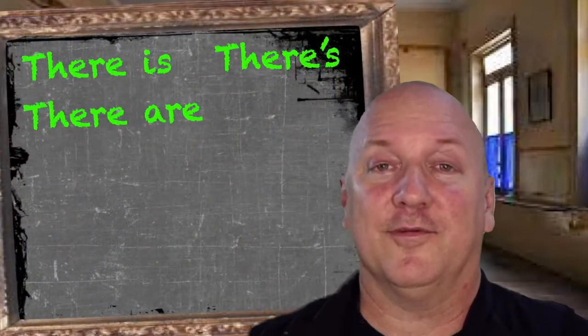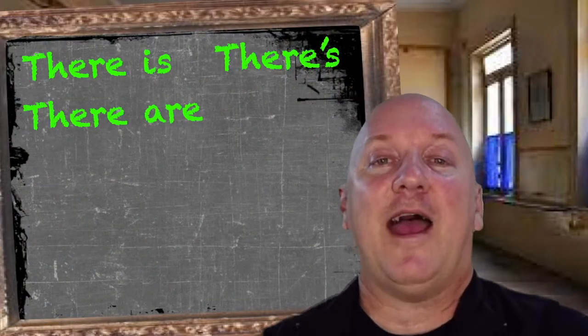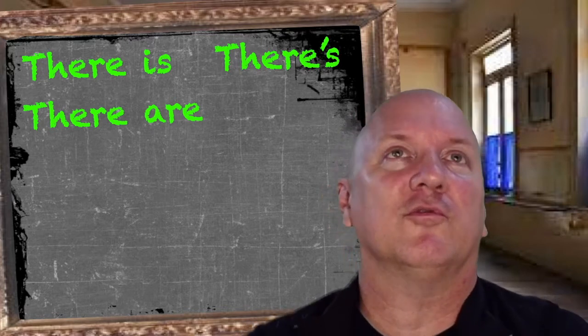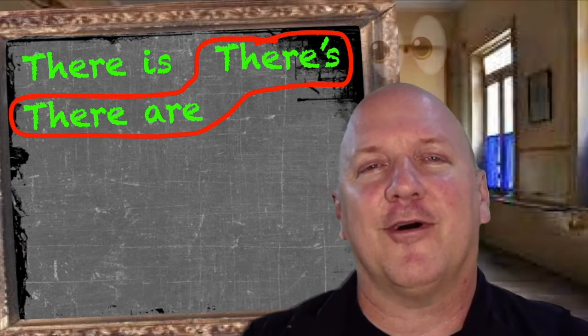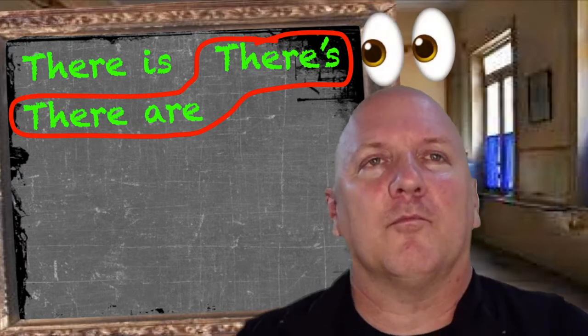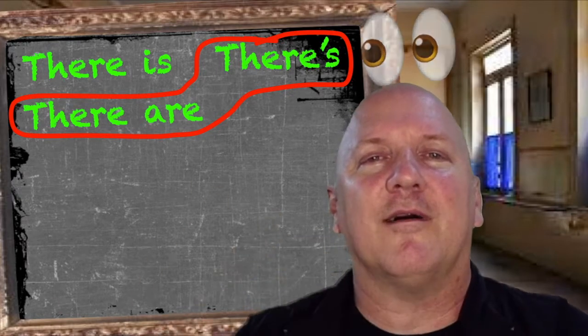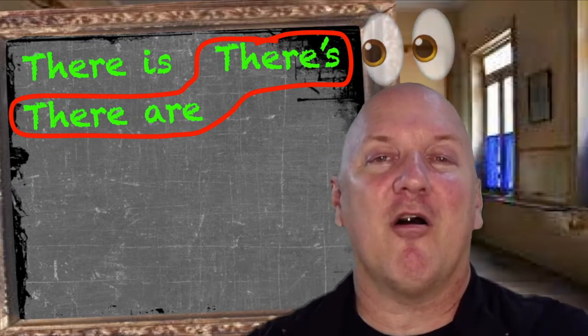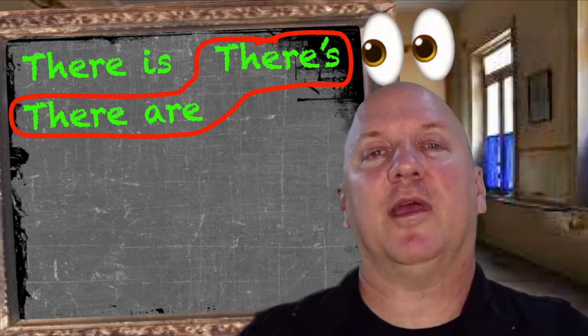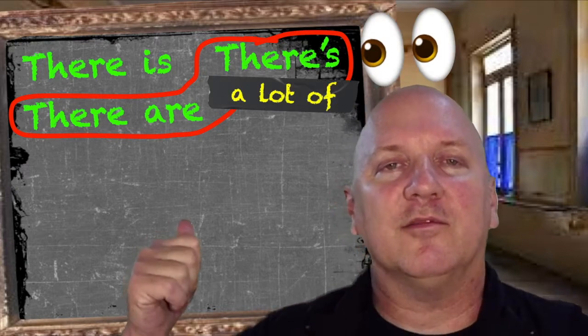So that's a little more difficult, right? In fact, we often use the contraction of there is to talk about plural things because it rolls off the tongue more easily than trying to crunch together there are. And this is especially the case when we use it with a lot of.